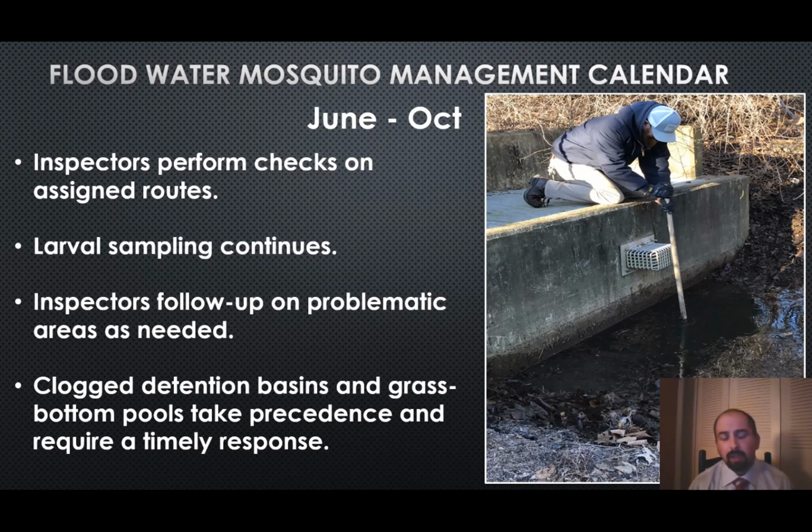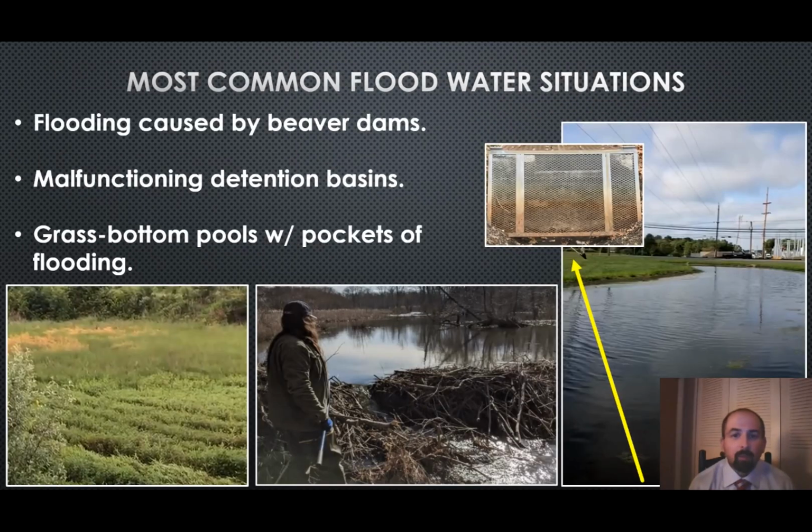One thing I'll highlight here in the same vein as floodwater is the need to keep an eye on the functionality of detention basins, particularly in the spring and summer months when we have intermittent rain or torrential downpours that start to overwhelm these basins, and then they become clogged and don't drain properly. And that can present quite a problem for us, which leads me into my topic, and that is the most common floodwater scenarios that we deal with.